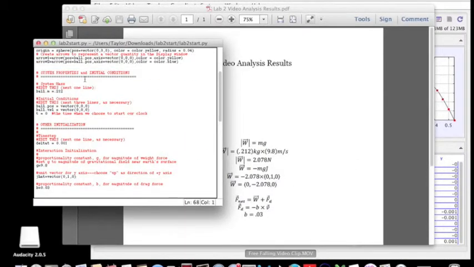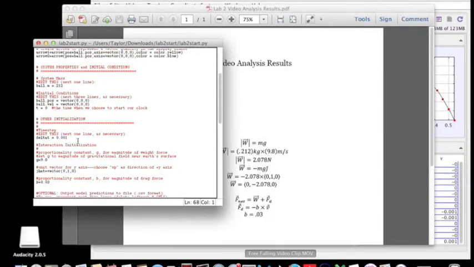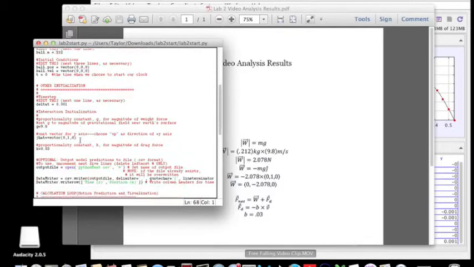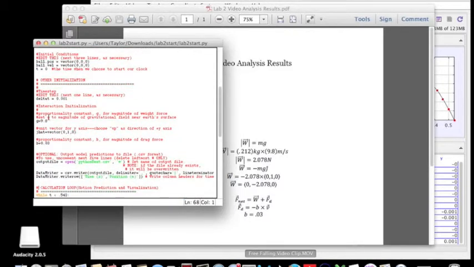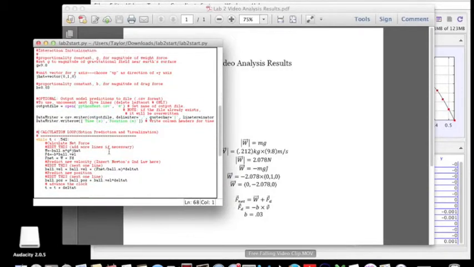If we go to the program, our initial conditions are shown here that we just stated. Our delta t is small enough that our results will be accurate. Our g in the weight force is our gravitational acceleration, 9.8 meters per second squared. Here's our direction and the proportionality constant, B.